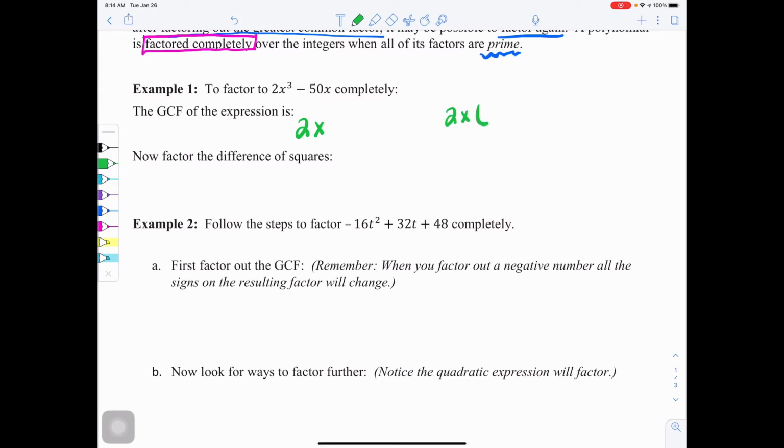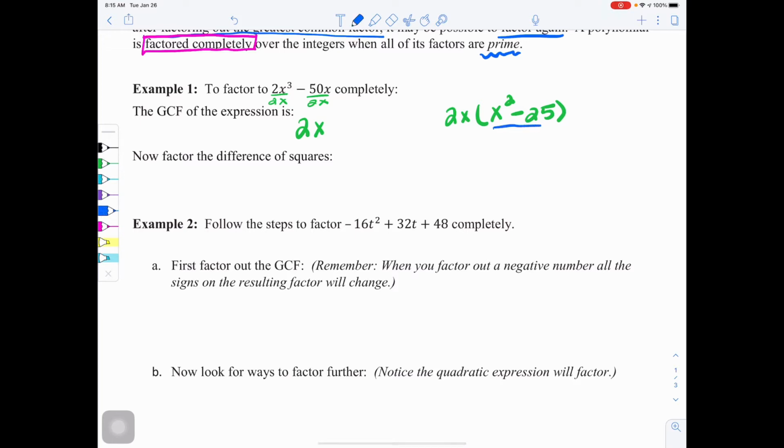If you think back to what we learned, we're taking basically each of these and dividing by that GCF. So if I factor out 2x, I should have x squared left over first, and then negative 50x divided by that 2x is going to be negative 25. So there's my first expression factored only using the GCF. Now when I look at that expression, it is not factored completely.